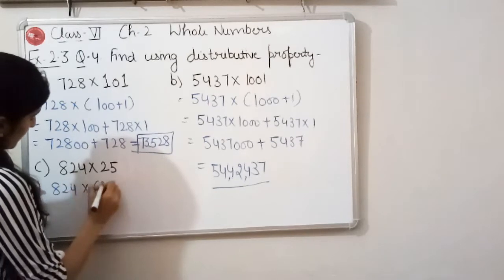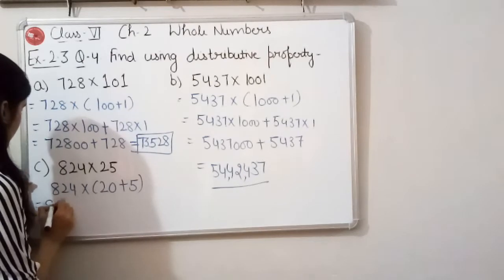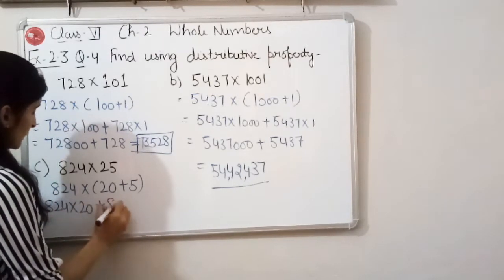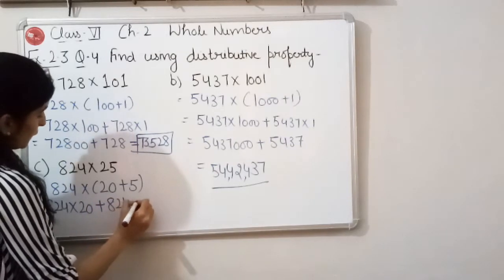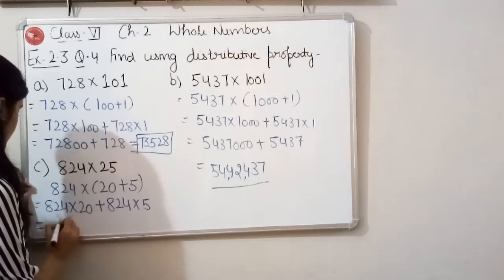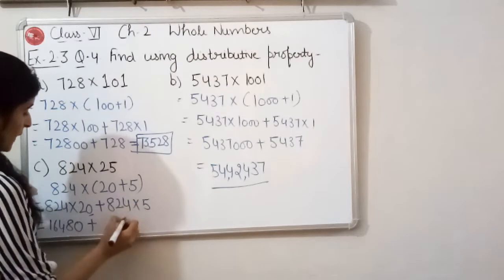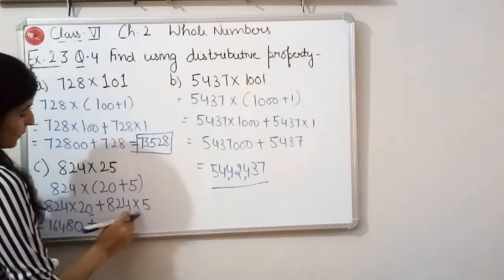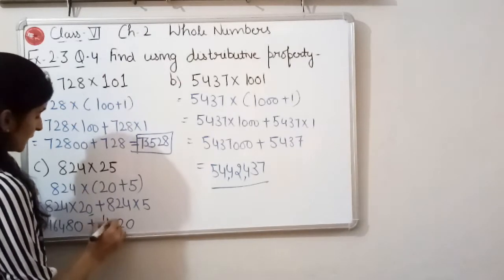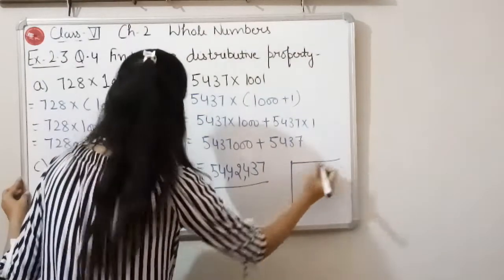824 multiplied by 20 plus 5. So firstly we will multiply 824 by 20. Then we will multiply 824 by 5. 2 4s are 8, 2 2s are 4, 2 8s are 16 and 1 0. 5 4s are 20, 5 2s are 10 and 2 12, 5 8s are 40 and 1 41. Now we can add them. I am adding it here.